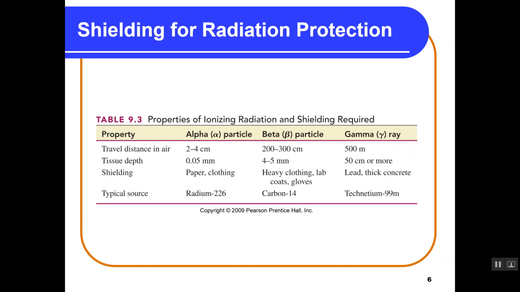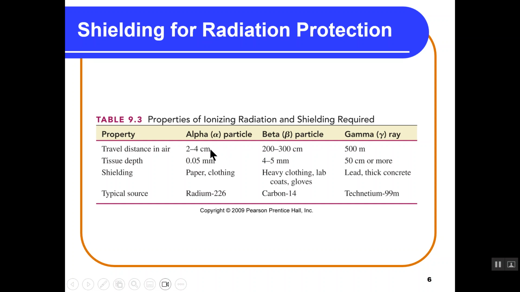So this here is a table which basically summarizes the different forms of radiation and their penetrative power, all right, in terms of the distance that they travel in air and also the penetrative power in terms of tissue depth. We're talking like biological tissues and so on, and the type of shielding that is required for them. So just to highlight a couple of examples, in the case of alpha particles, it will travel a distance of about 2 to 4 centimeters.